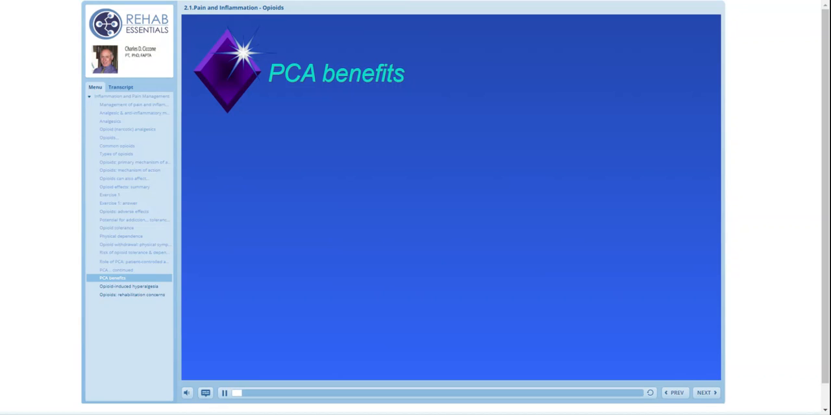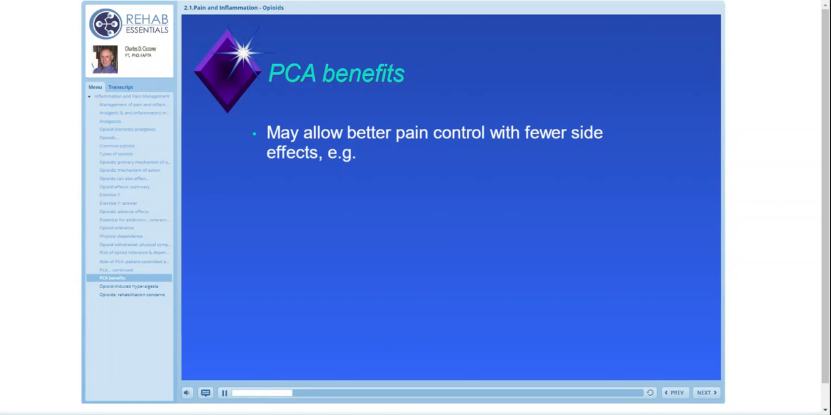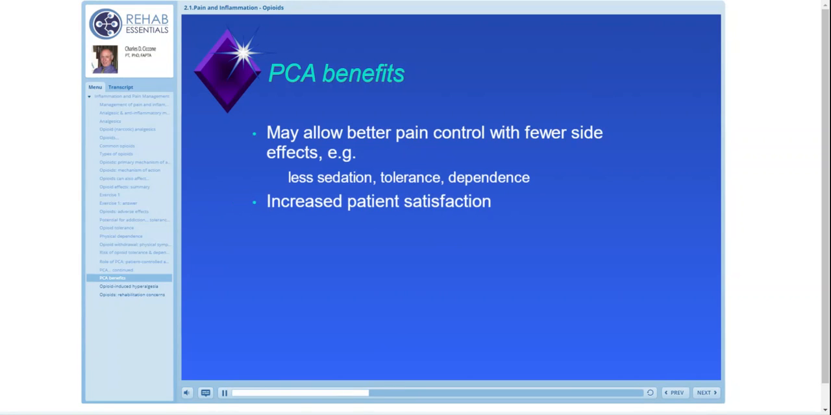So the benefits of PCA have been studied extensively, it seems that these systems may allow better pain control with fewer side effects, especially less sedation because there's less overshoot, which possibly leads to less tolerance and less dependence. There's less leftover drug that contributes to these problems. Likewise, patients have universally reported being more satisfied with the PCA, obviously because they feel more in control.